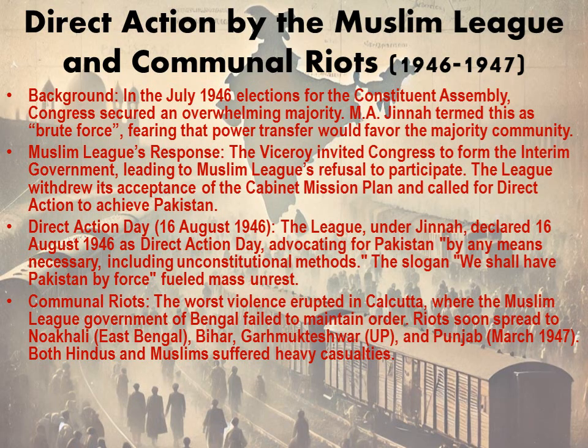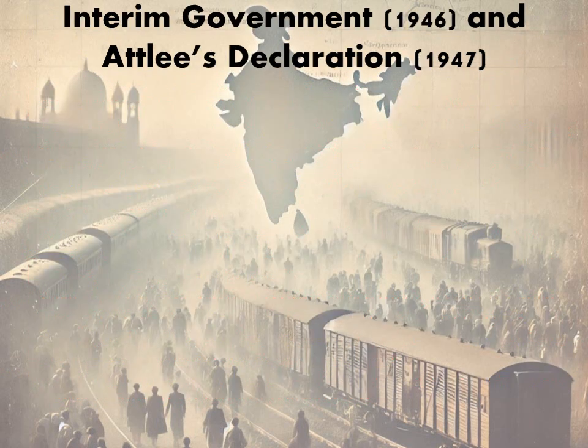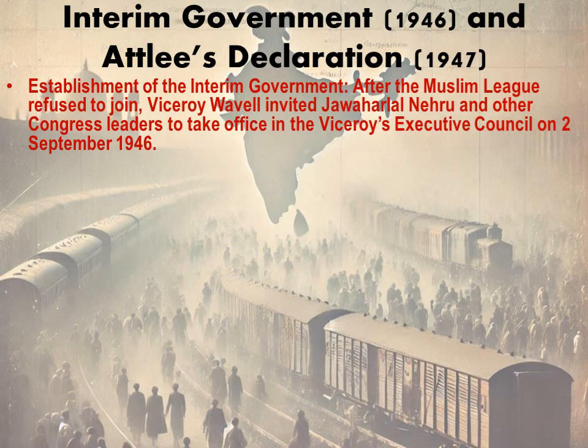So Hindus, Muslims both suffered because of a drastic and tragic decision by Muhammad Ali Jinnah and the Muslim League. Outcome: communal tensions escalated, reinforcing the demand for Pakistan, eventually leading to partition of India in 1947. Interim government of 1946 and the Mountbatten declaration in 1947.